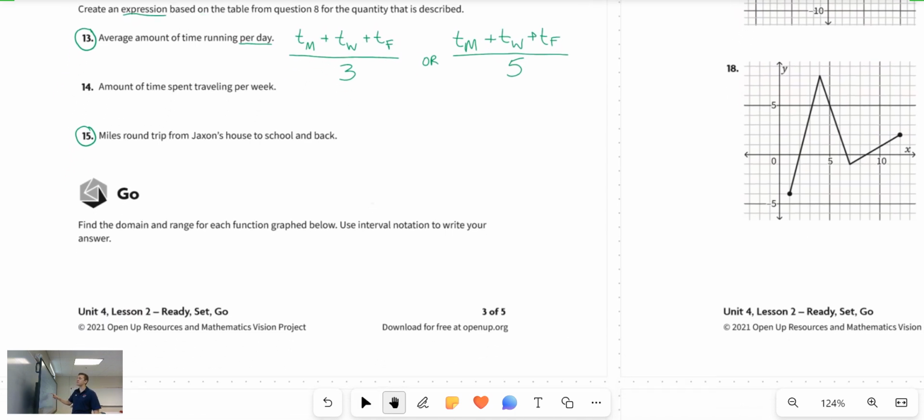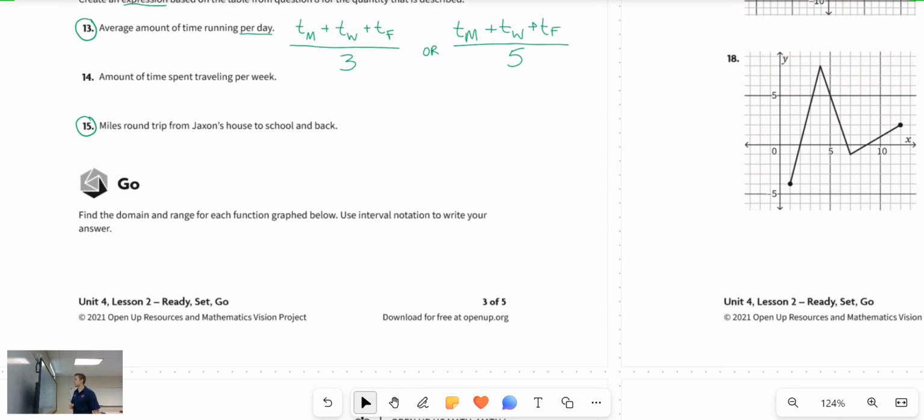So let's go down and look at 15. Miles round trip from Jackson's house to school and back. All right, so round trip to school and back means however far it is from Jackson's house to school, we're going to do that amount and then add the same distance, because to go someplace and to go back are going to be the same distance.